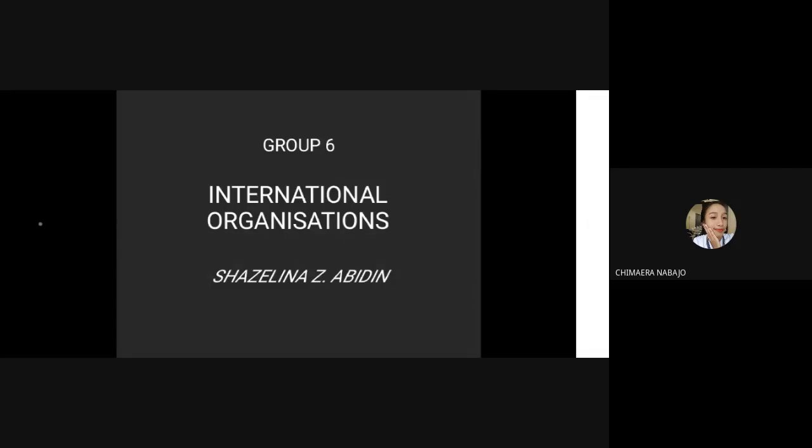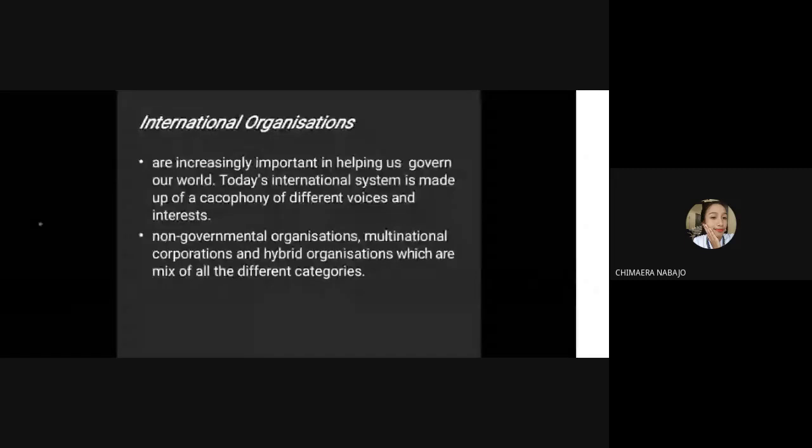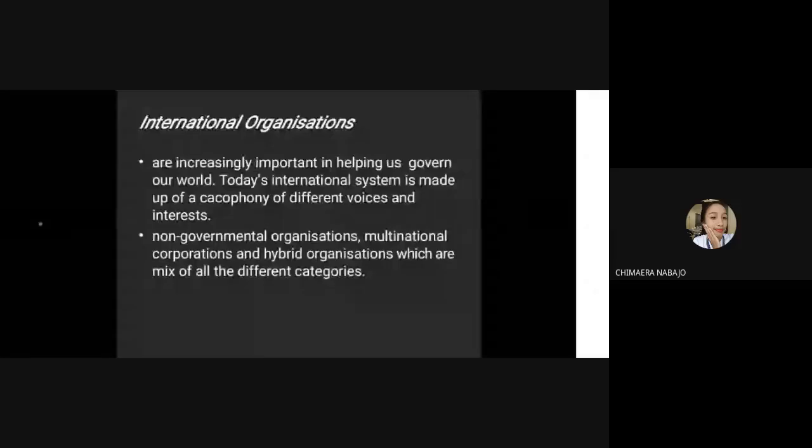International organizations are increasingly important in helping us govern our world. Today's international system is made up of a cacophony, or noise, of different voices and interests. In addition to states, there are also non-governmental organizations, multinational corporations, and hybrid organizations, which are a mix of all different categories, which will be discussed this morning.